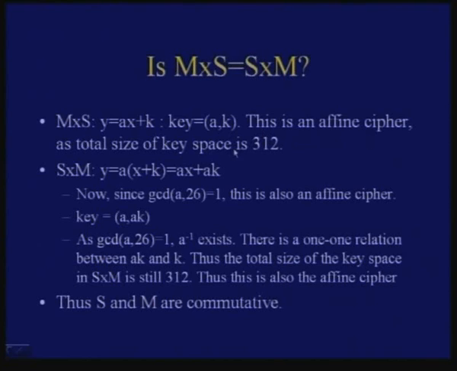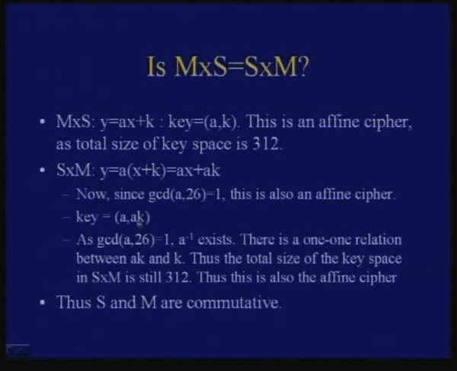So what was the key size in the case of the English language? What was the size of the affine cipher? It was equal to 312. Now consider S cross M. So S cross M gives y equals ax plus ak, since you first add and then multiply. You know that GCD of a and 26 is 1, so this is also an affine cipher, and the key would be (a, ak). But since the GCD of a and 26 is 1, a inverse exists. As we discussed, there is a 1-to-1 relation between ak and k. So the total size of the key space in S cross M is still 312.